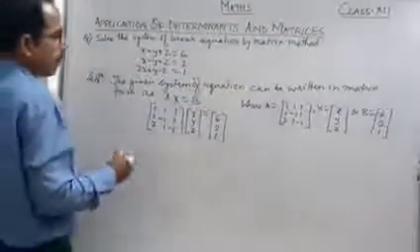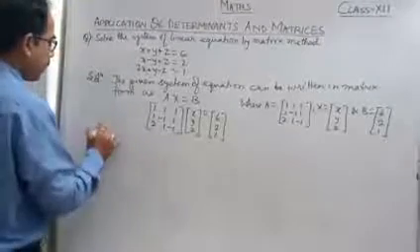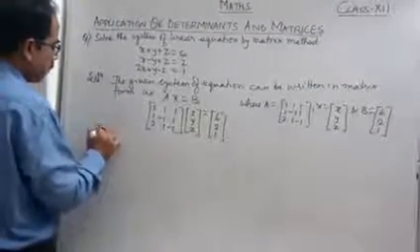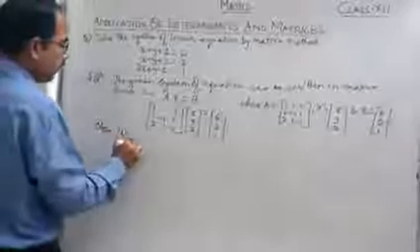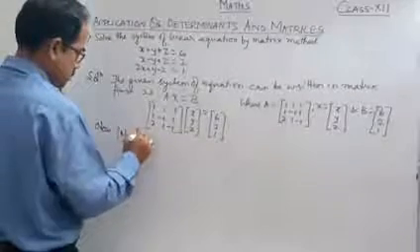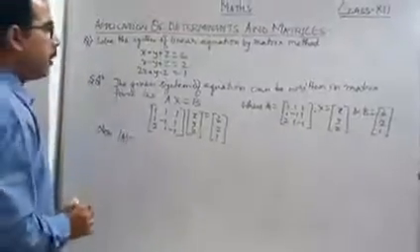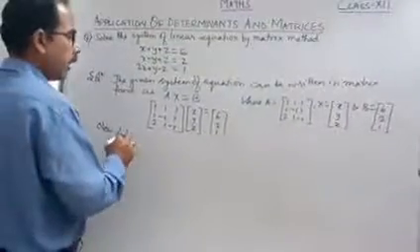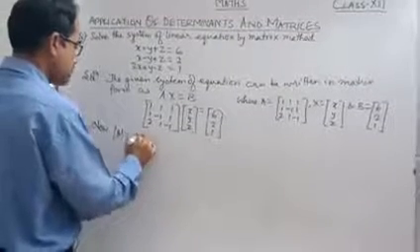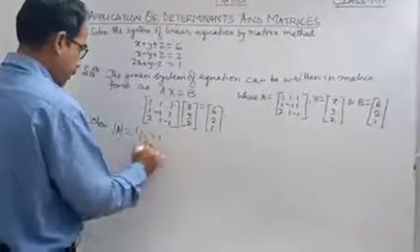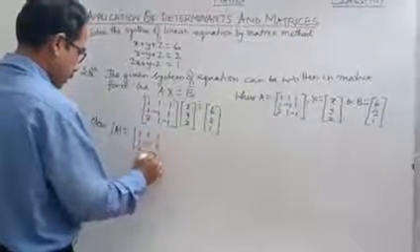After that we have to find the determinant. So the determinant of A will be what? We have to find the determinant of A, that is the determinant of [1 1 1; 1 -1 1; 2 1 -1].